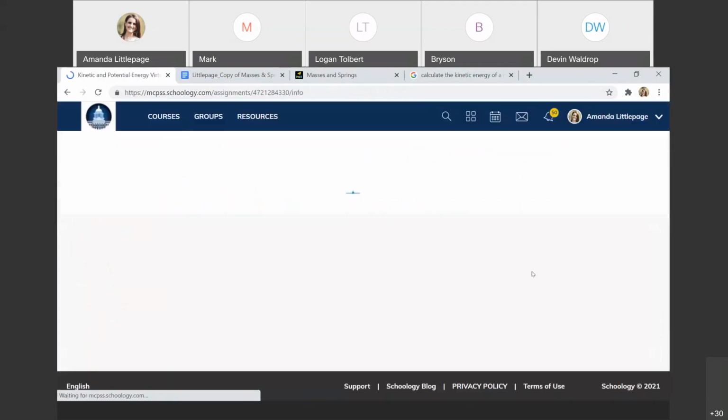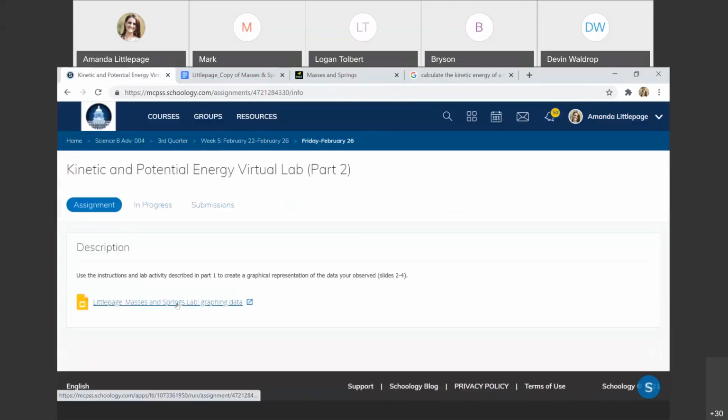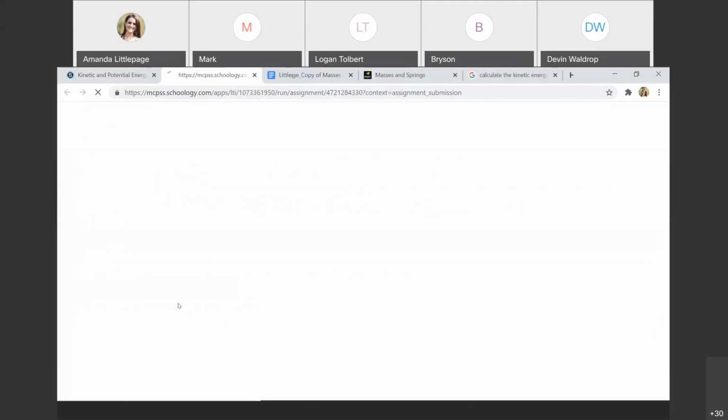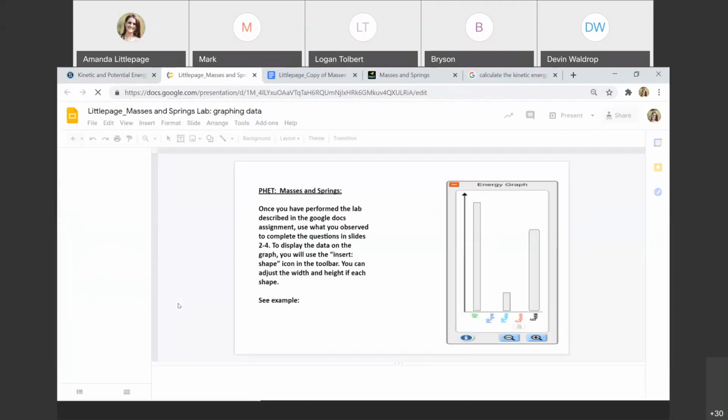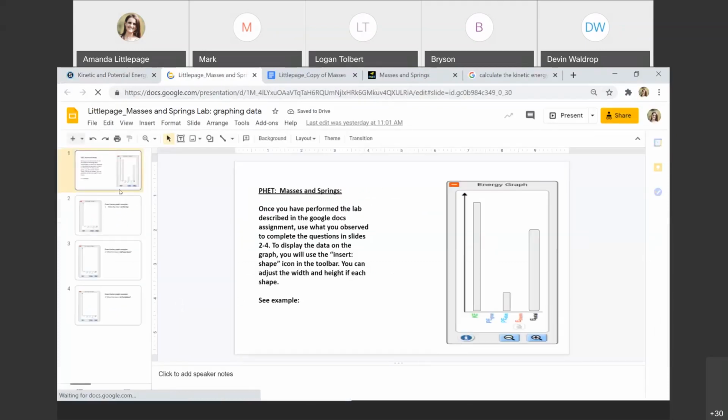This section has you creating a graph in Google Slides. I'm going to show you what that looks like. So it opens up, there are 4 slides. The first slide says, once you have performed the lab described in the Google Doc assignment, use what you observed to complete the questions in slides 2 through 4. To display the data on the graph, you will use the insert shape icon on the toolbar.